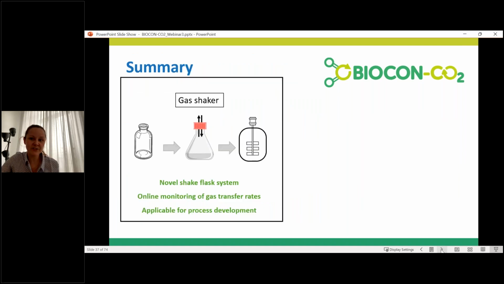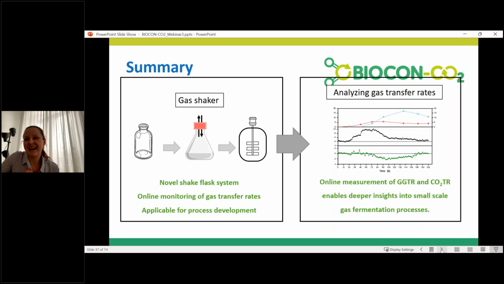So overall, the gas shaker system is a novel shake-flask system for online monitoring of gas transfer rate, and is applicable for process development. And it enables us to analyze gas transfer rate and the measurement of the gross gas transfer rate, the carbon dioxide transfer rate, and enables deeper insights into the small-scale gas fermentation processes.